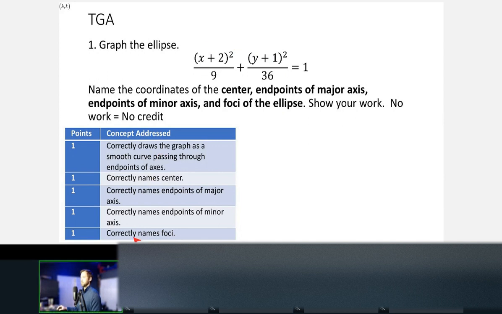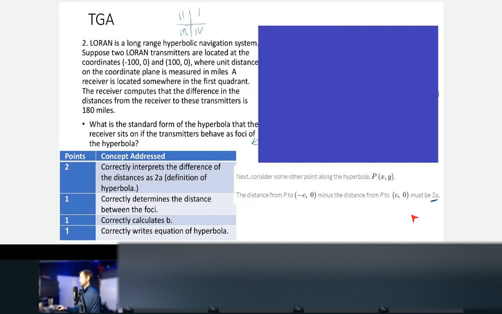And then here's my little grading rubric. So if you hit all these points, you'll get full credit. Pretty easy, super straightforward. Let's go on. And yes, you can use Desmos. Just make sure everything is labeled accordingly.